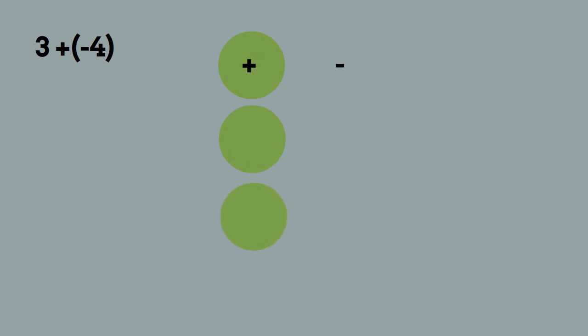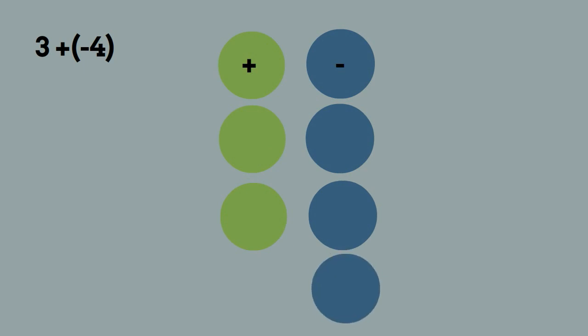Set out 3 positives and then 4 negative counters. Cancel out the zero pairs. So there's 1, 2, 3, and you're left with a negative 1.